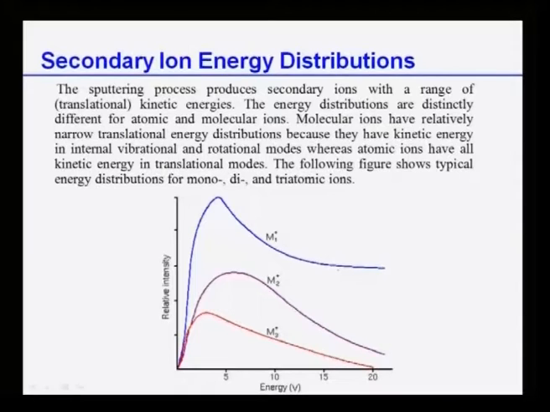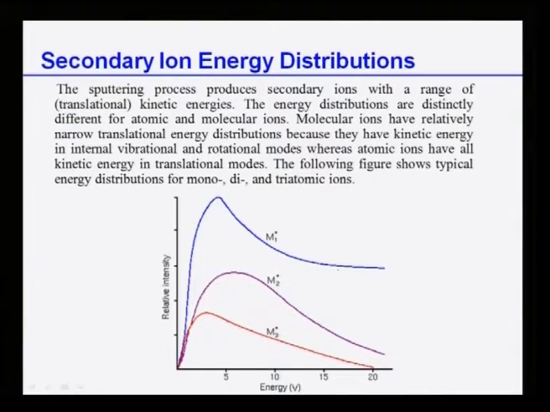The sputtering process produces secondary ions with a range of kinetic energies. Energy distributions are distinctly different for atomic and molecular ions. Molecular ions always have a relatively narrow translational energy distribution, because the kinetic energy is in the internal vibrational and rotational modes, whereas atomic ions have kinetic energy in translational modes.